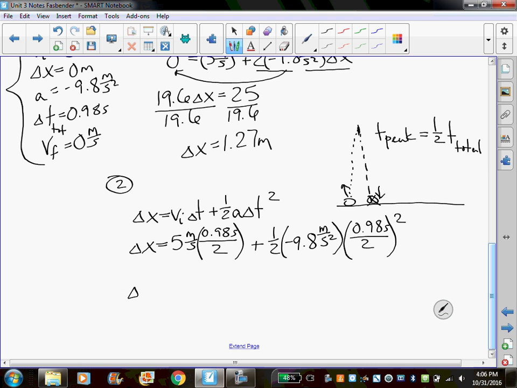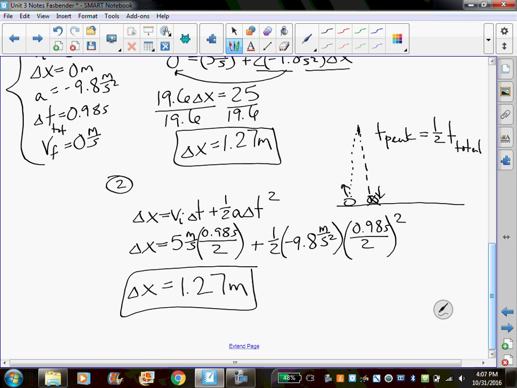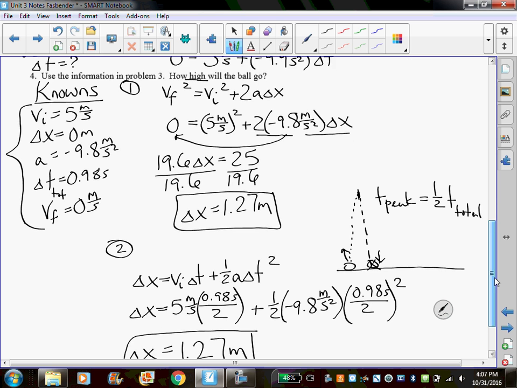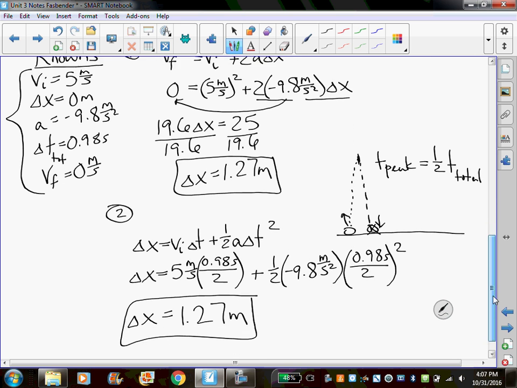And this method of solving is kind of nice because we don't have to do any moving things back and forth to the other side of the equal sign. We can just plug all of this into our calculator. And when you do, you get that delta x is 1.27 meters. The same answer that we got when we solved this problem using an entirely different equation. And that is so cool.